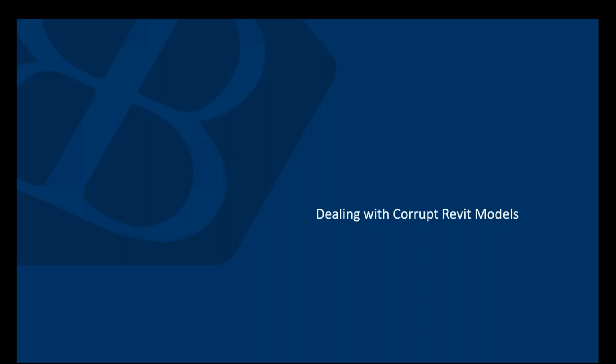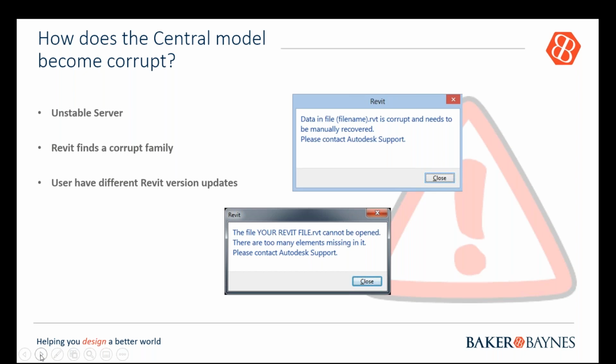All right. Okay, so dealing with corrupt models. This is a big one for people. If you've worked on workshared models, you would know that these things do get corrupt. Okay, so, oh no, my model is corrupt. What do I do? How does a model, or a central model, become corrupt? So I've got 3 main points, and it could be a variety of things, but 3 main ideas that we've come across.